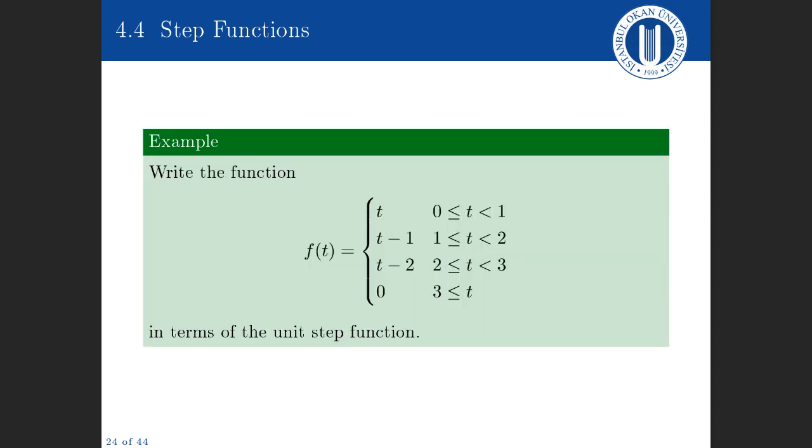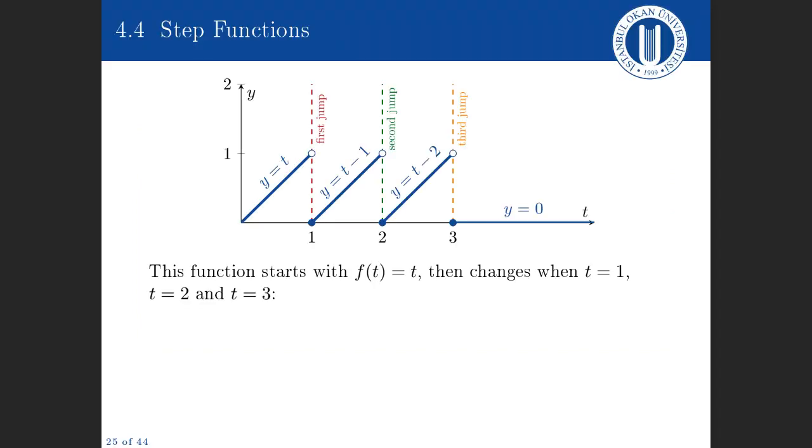Let's look at a more advanced example. Write this function in terms of the unit step function. The function is equal to t, and then it's t minus 1, then it's t minus 2, and then it's equal to 0. Here's a graph of this function. We've got 3 changes or 3 jumps, and these happen when t is 1, t is 2, and t is equal to 3.